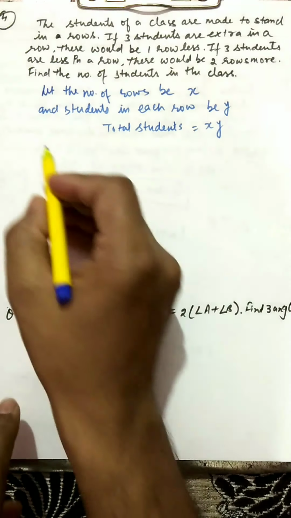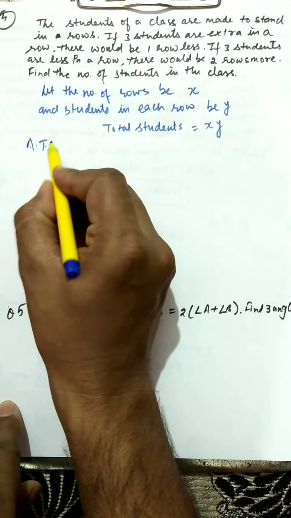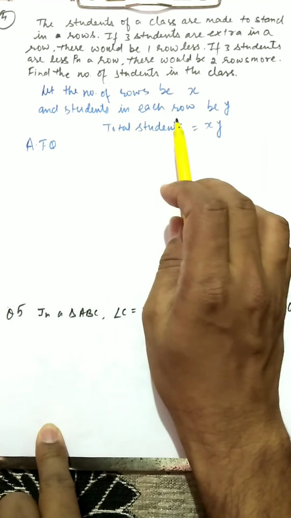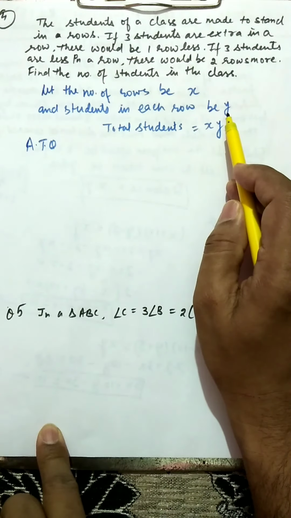Now we'll read the conditions. The first condition is that if 3 students are extra in a row, that means there are 3 students extra, and the students in each row, one row I am talking about, this is y.